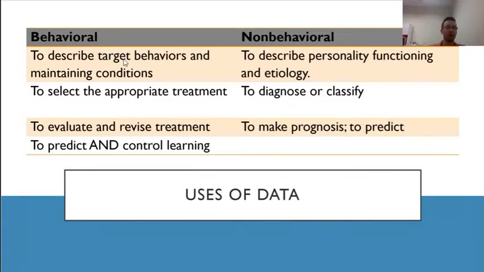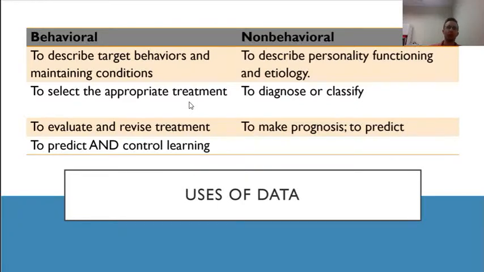But the behavioral approach uses data to describe target behaviors in the maintaining conditions in the environment, to select the appropriate treatment, to evaluate and revise treatment, and this is critical, to predict and control learning. Okay, by control, what we mean is through treatment evaluation, using single subject design methodology, demonstrate functional relations between the behavior or the skill that the student is learning and the intervention or the practice or some other environmental variable.